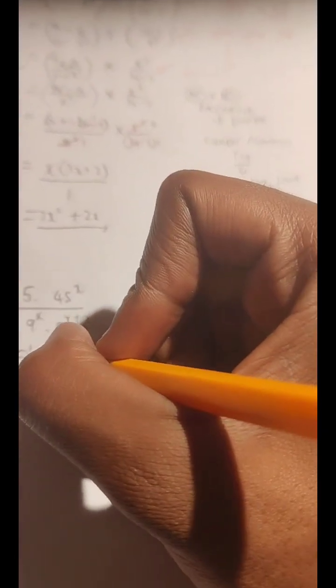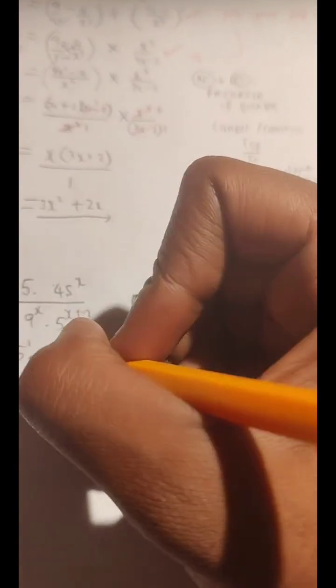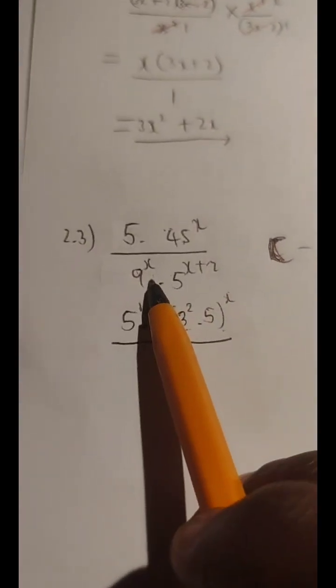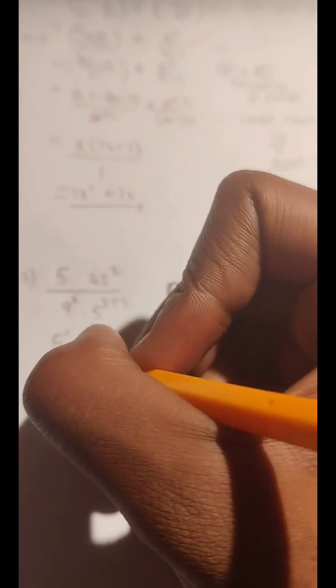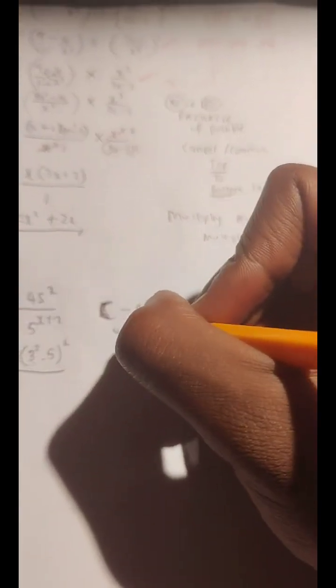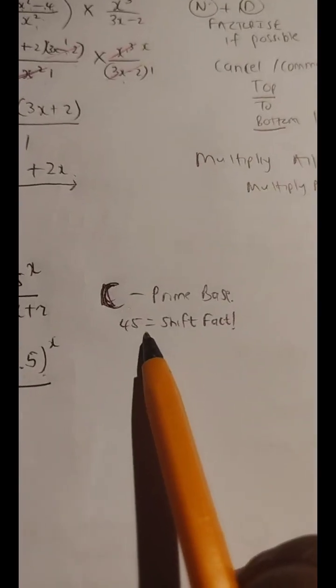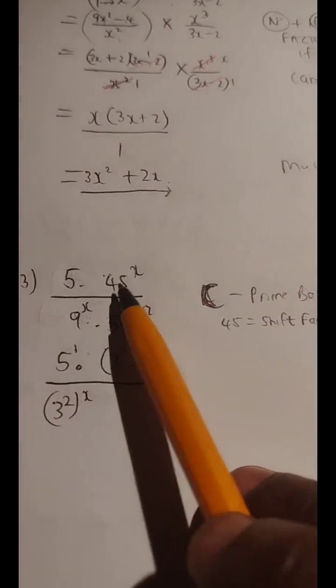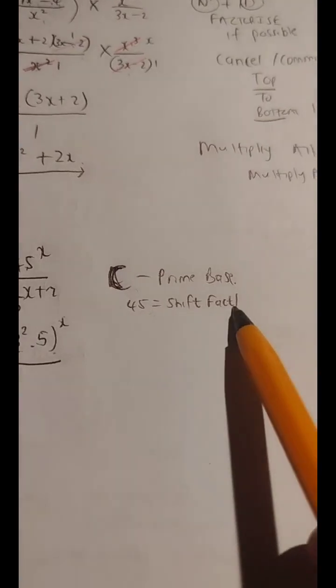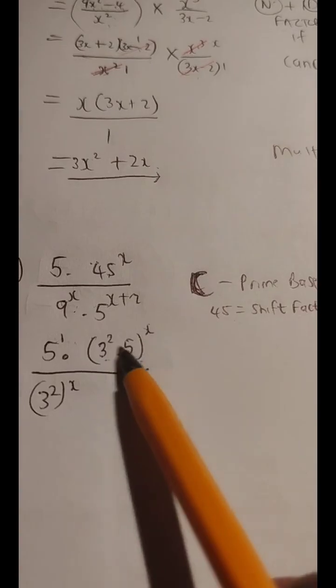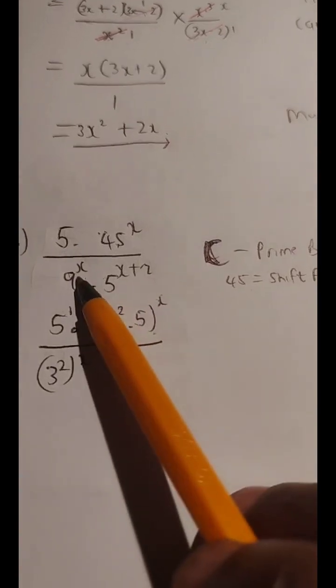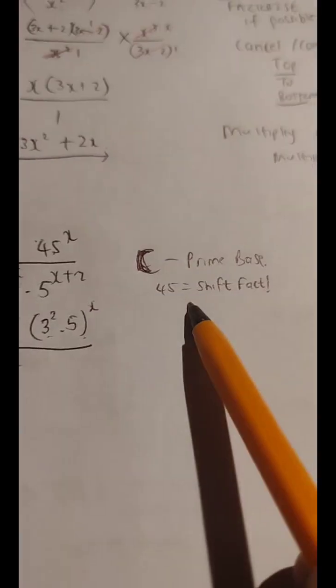45 can be written as 3 squared times 5. Remember, 3 squared is 9, 9 times 5 is 45, all raised to the power x, over 9 can be written as 3 to the power 2. Okay, guys, if you don't know how to convert this, you can just simply use your scientific Casio calculator: you press the number 45, you press equal, you press shift, you press fact, and it will give you the breakdown of the composite bases. Same thing with 9, 3 to the power 2. You just say 9 equals shift fact, and it will give you that. The 5 to the power x plus 2, the 5 is already a prime base.